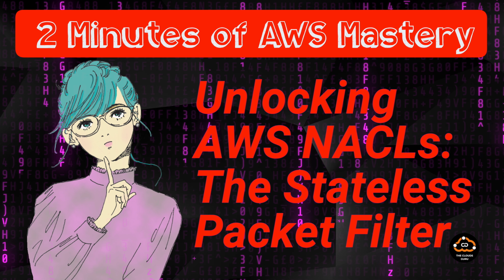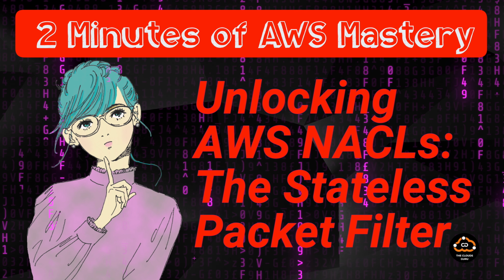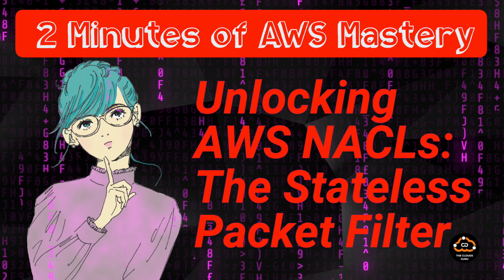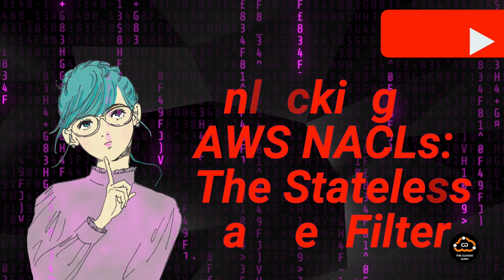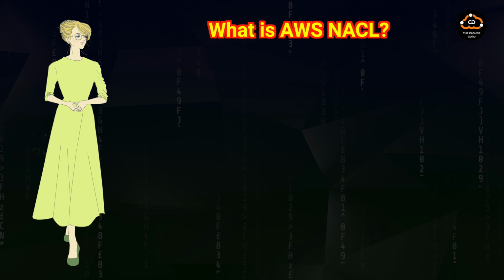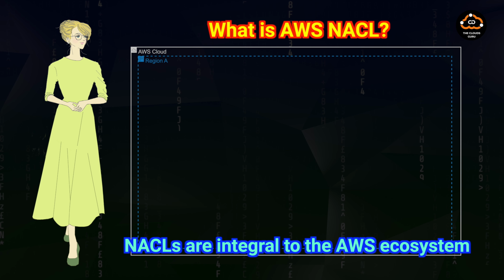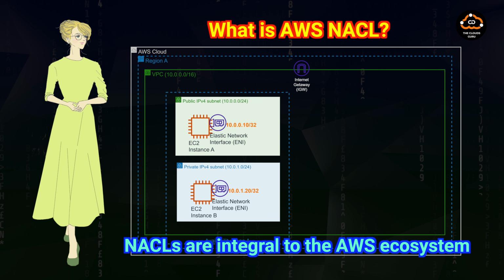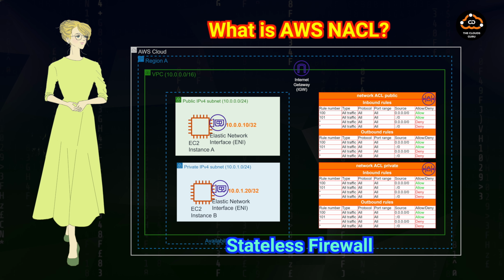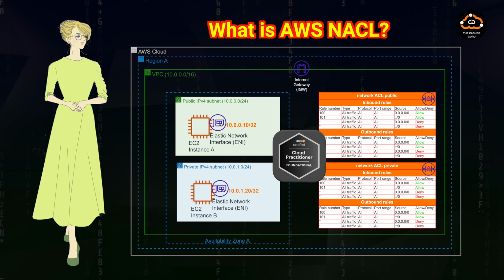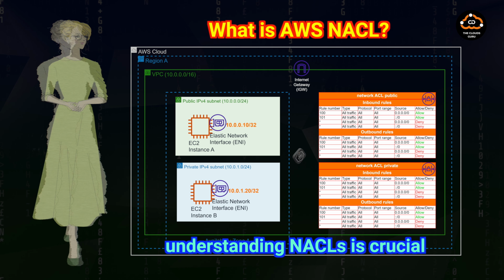Today, we're diving into a crucial security component in AWS's vast infrastructure: the Network Access Control Lists, also known as NACLs. What is AWS NACL? NACLs are integral to the AWS ecosystem, functioning as a virtual stateless firewall for controlling inbound and outbound traffic at the subnet level. If you're preparing for an AWS certification or just interested in cloud security, understanding NACLs is crucial.